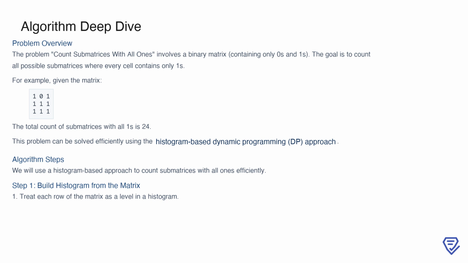The first step in this process is to build a histogram representation from the matrix. Here, we treat each row of the matrix as a level in the histogram, which will help us efficiently calculate the number of submatrices with all ones. Let's explore this step in more detail next.